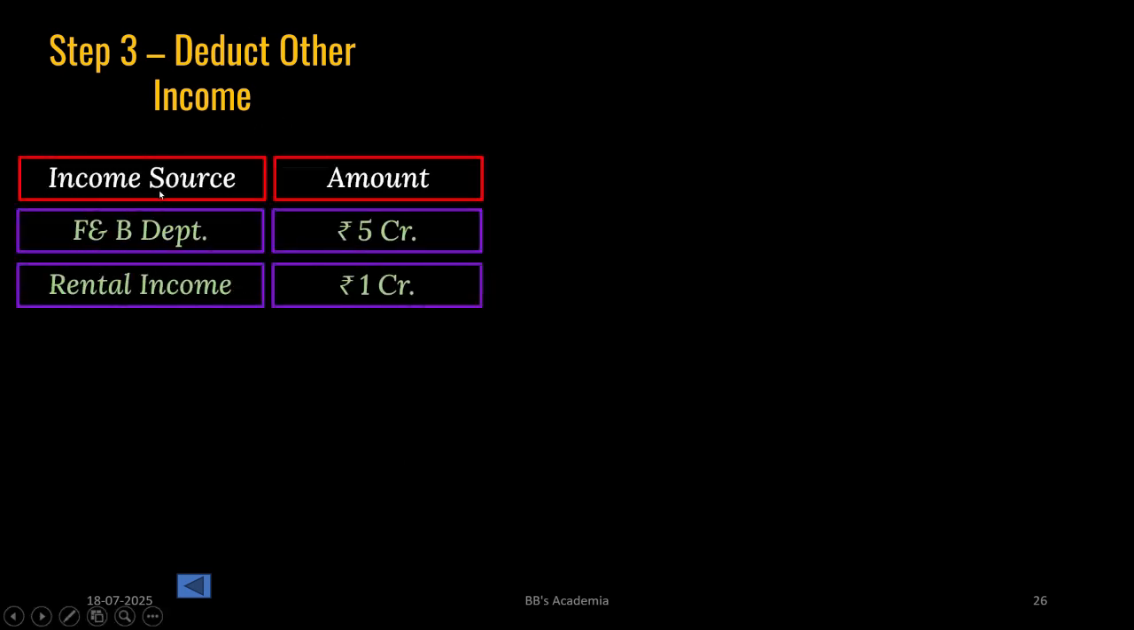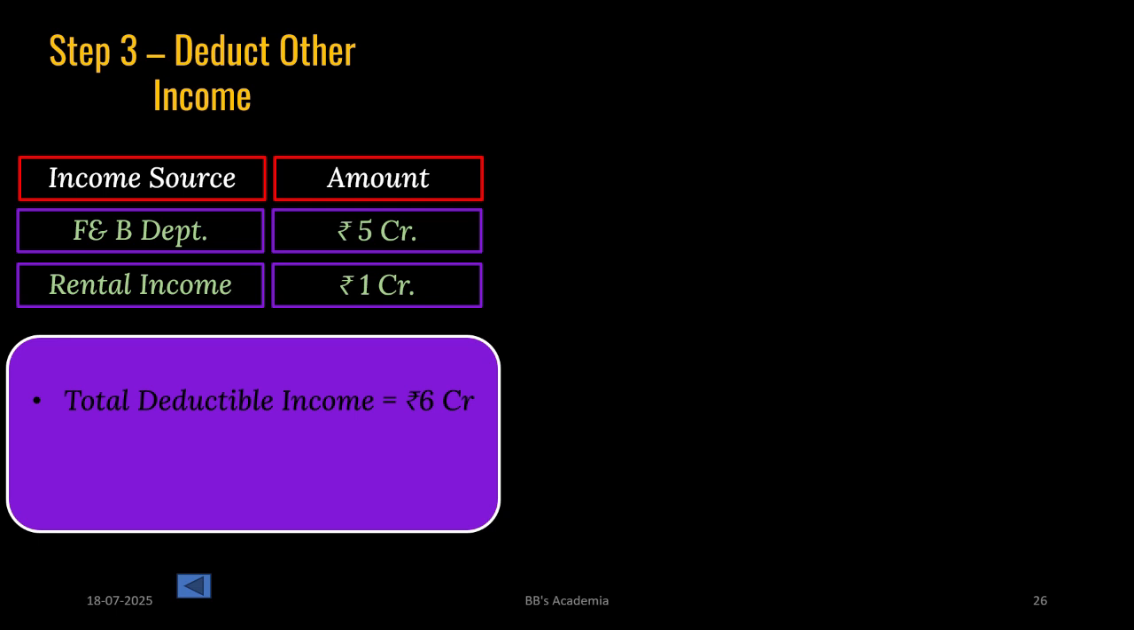Deduct other income. Income source, food and beverage department, we are earning 5 crore. Rental income, we are earning 1 crore. So obviously our total deductible income is 6 crore, because 6 crore we are already earning from other sources, F&B and rental, that should not be part of the room sale. Fine. So net room revenue needed.